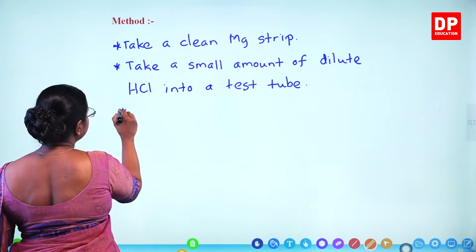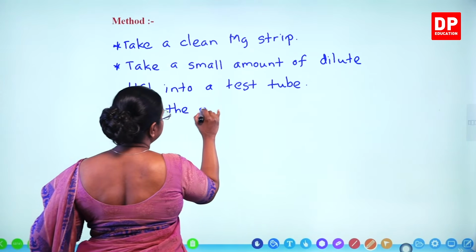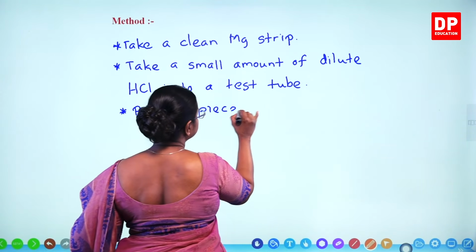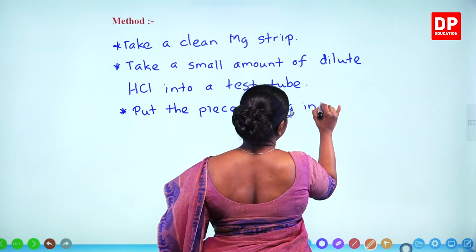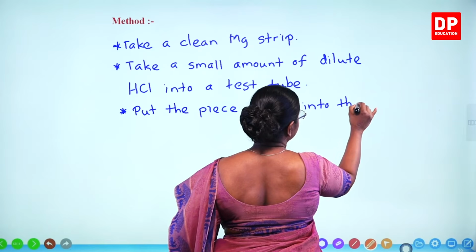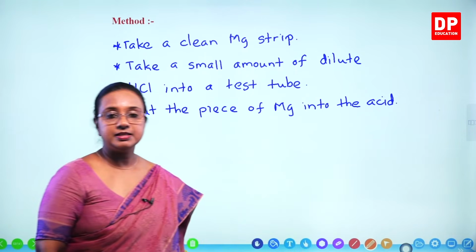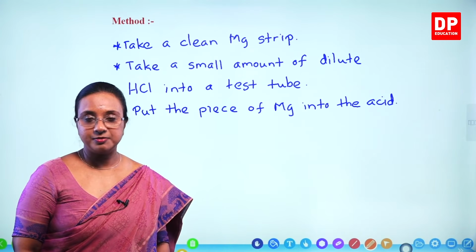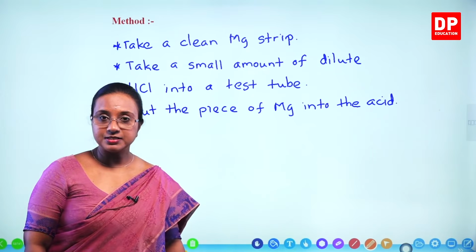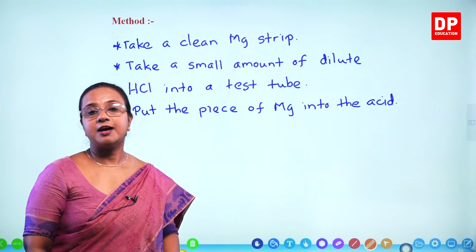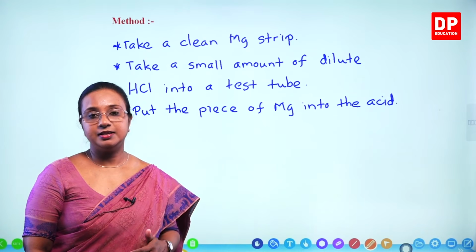Then to that put the piece of magnesium into the acid. Then you can see the reaction taking place. So students, it's a very simple activity. You know what we have to do. Now let us carry out this activity in the lab.